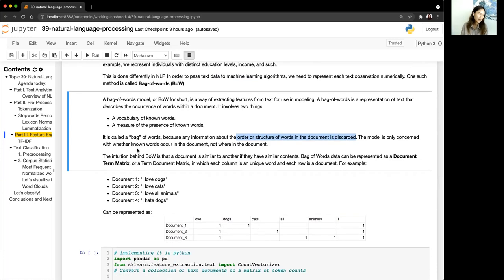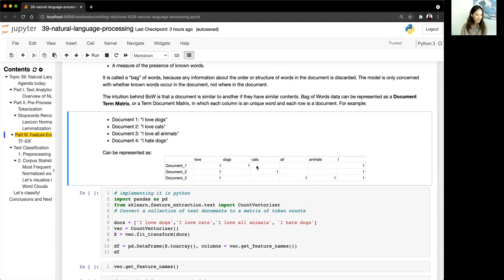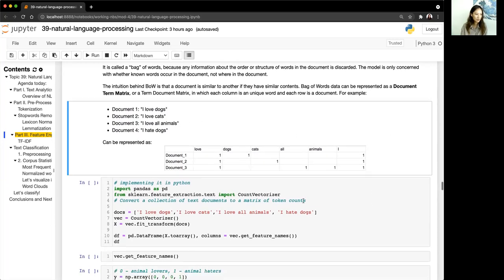The intuition behind bag of words is that a document is similar to another if they have similar contents. Bag of words data can be represented as a document term matrix or a term document matrix, where each column is a word and each row is a document. We kind of saw this when we were talking about naive Bayes last phase. For example, we have four documents here: I love dogs, I love cats, I love all animals, and I hate dogs. This can be represented by having a column for every unique word: love, dogs, cats, all, animals, and you're basically representing word count. So this is one way you can do it, by just taking the count of words.